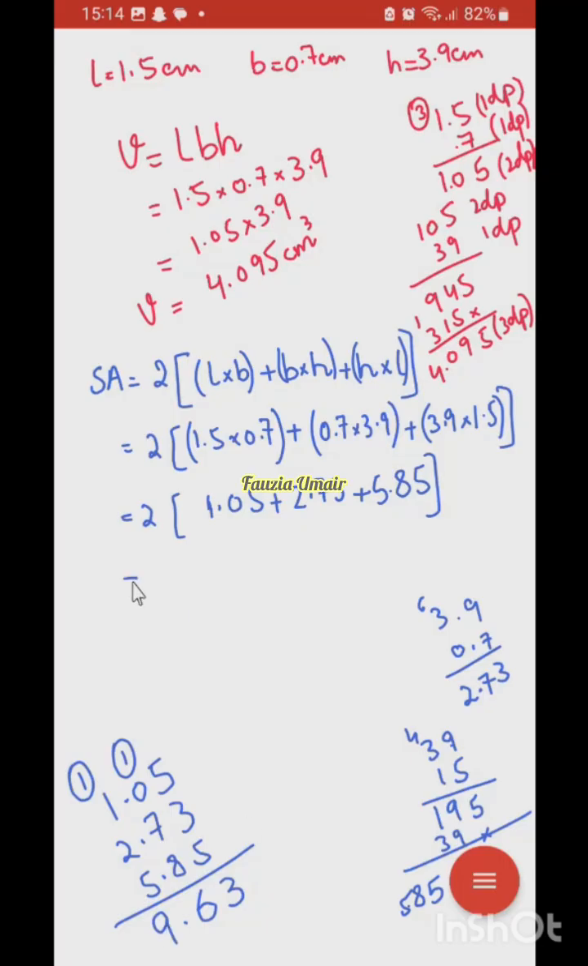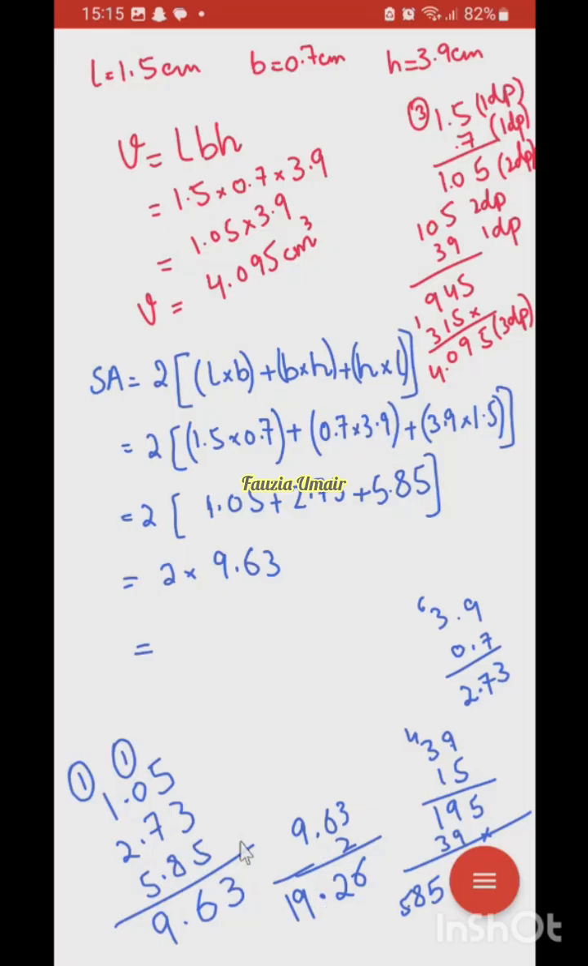So now we will write down 2 multiplied by 9.63. How to multiply it with 2? Write 2 under 3. 3 twos are 6. 6 twos are 12, 1 carry. 9 twos are 18 plus 1 is 19. So it is 19.26.